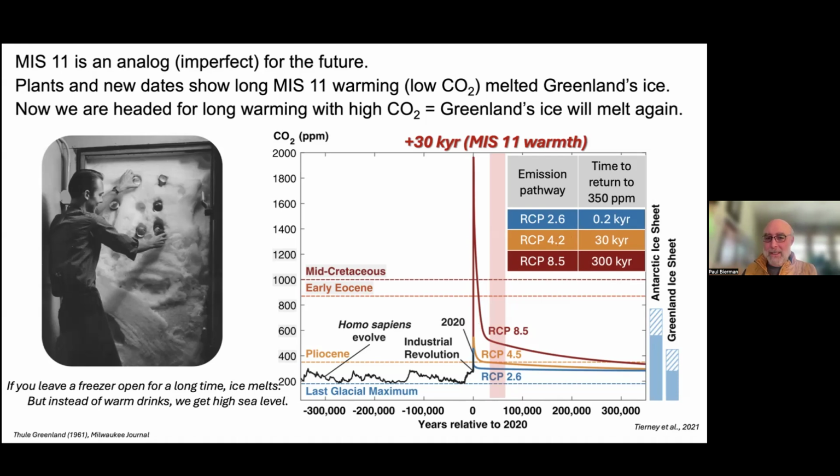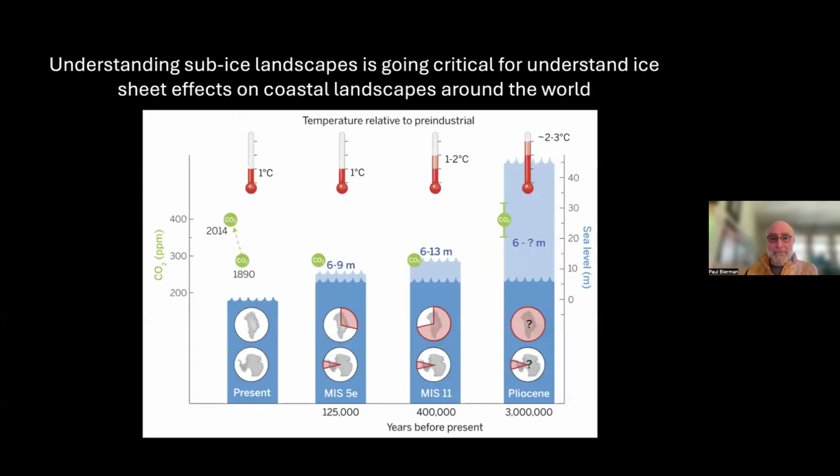So both of those cases will take away the Greenland ice sheet and leave us with a landscape there that we really know little about right now. The real effects of understanding Greenland, though, are understanding sea level and coastal geomorphology in that sense. This is Andrea Dutton's diagram. She thinks, and much of the data support, sea level rise of meters at MIS 5e and of meters plus at MIS 11. She would call it 6 to 13 meters.